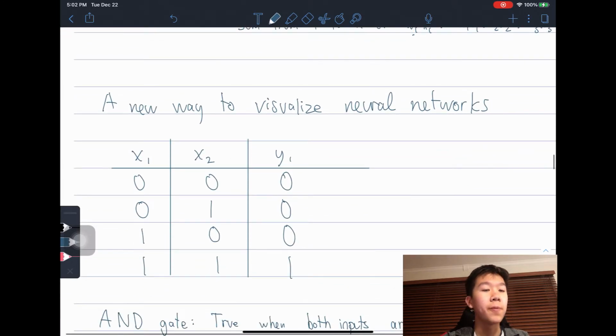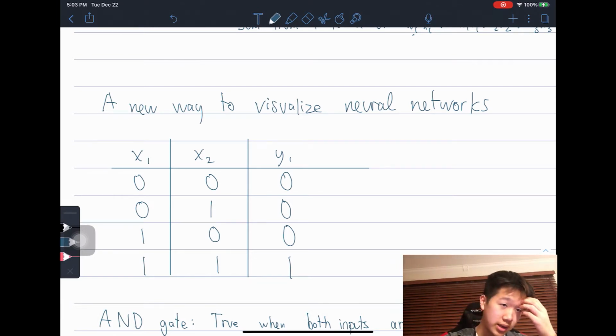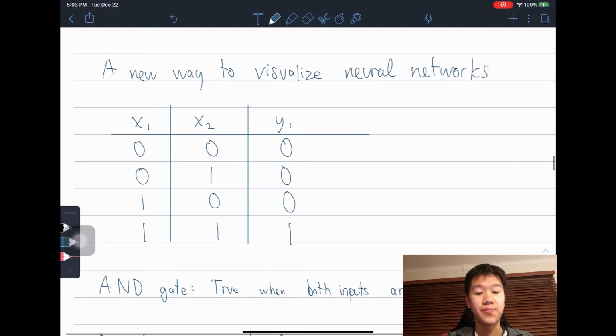So in this video, I'm going to introduce you to the XOR gate and also to other gates. Basically, gates are just a fancy way of taking two inputs, 0 or 1, and giving one output, a 0 or a 1. And I'm going to use these gates to visualize neural networks. So let's start with the first gate, which is the AND gate.